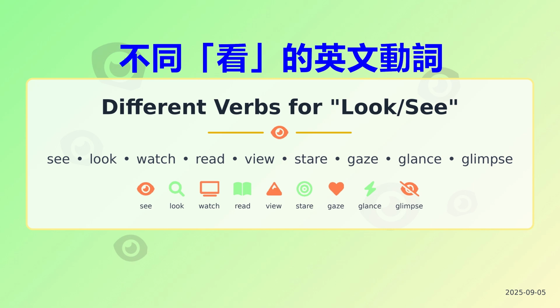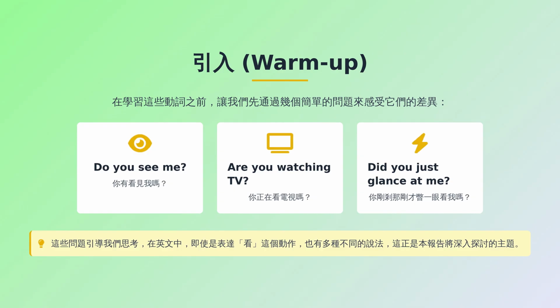Different verbs for look or see. See, look, watch, read, view, stare, gaze, glance, glimpse. Introduction warm-up. Before learning these verbs, let's get a feel for their differences by asking a few simple questions. Do you see me? Are you watching TV? Did you just glance at me?